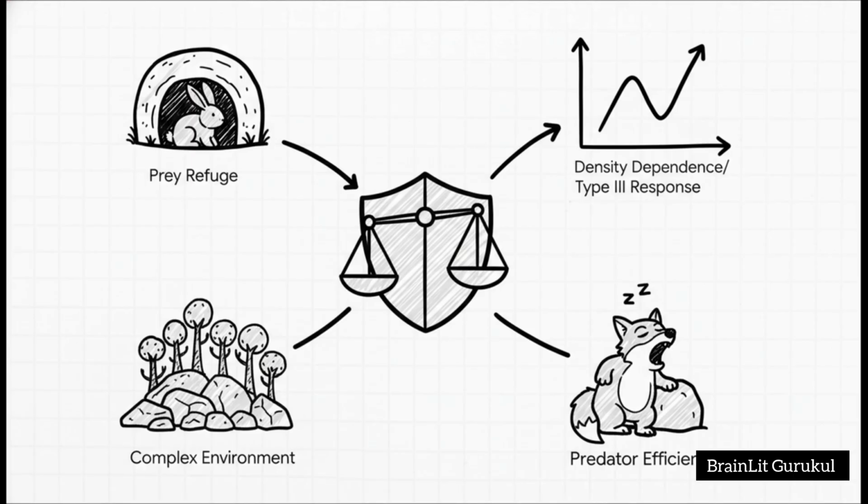You need those prey refuges that lead to a Type 3 response. You absolutely need density dependence to keep prey growth in check. It also helps a lot if predators aren't ridiculously efficient and if the environment itself is complex, with lots of places for prey to hide.